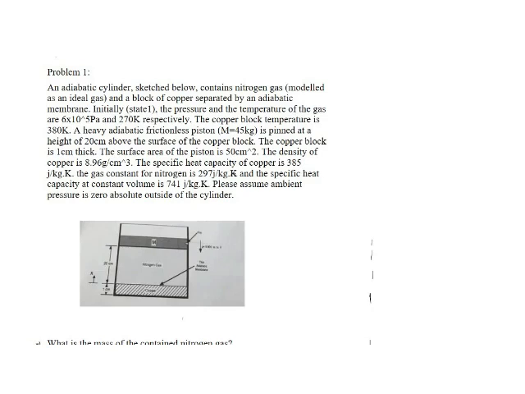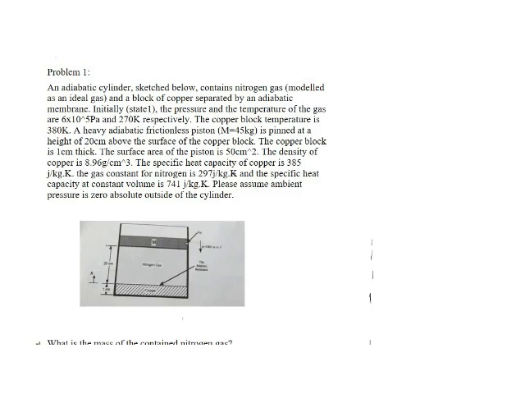So we have a problem which goes as follows. An adiabatic cylinder sketched below contains nitrogen gas modeled as an ideal gas and a block of copper separated by an adiabatic membrane. Initially, state 1, the pressure and the temperature of the gas is 6 times 10 raised to the power of 5 Pascal and 270 Kelvin respectively. The copper block temperature is 380 Kelvin.